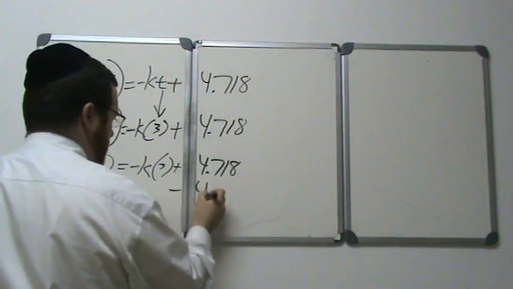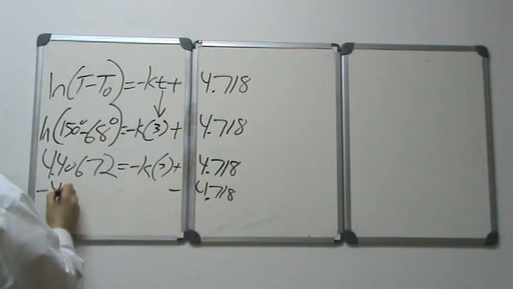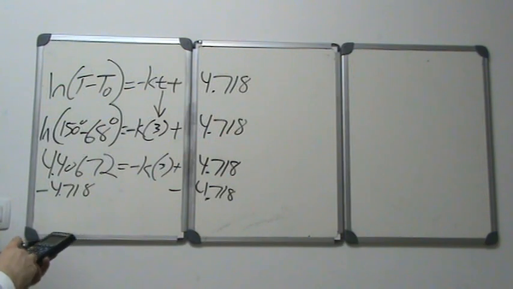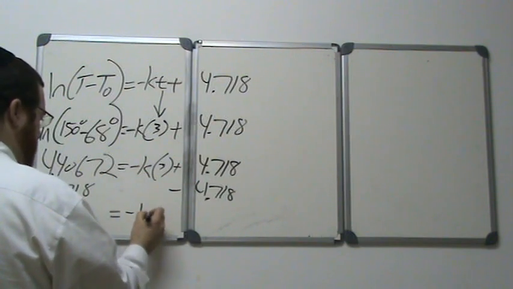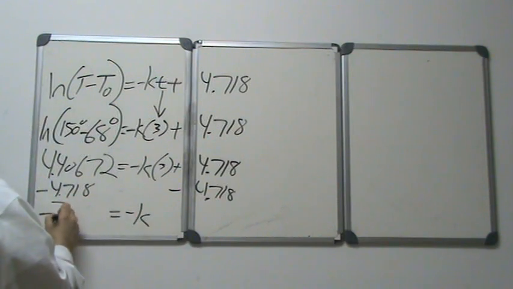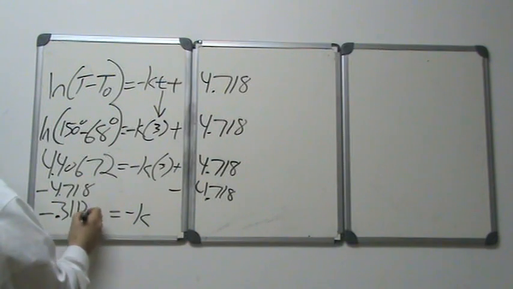Subtract 4.718 from both sides. So this number over here minus 4.718 equals, negative k is equal to negative 0.31128.